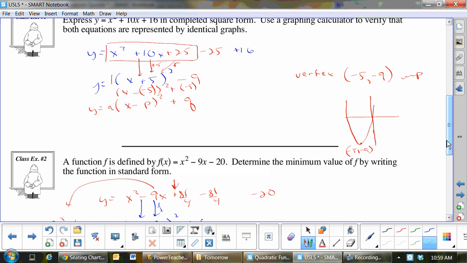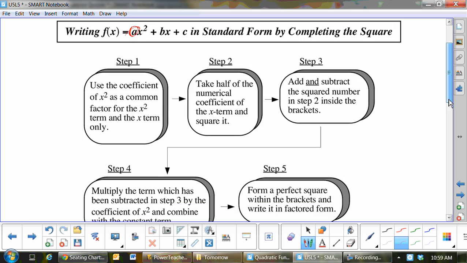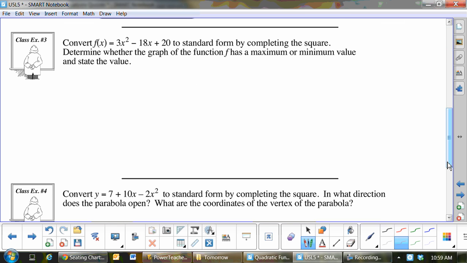Okay, now we're going to actually change something. Now there's going to be the A value in the front. Do you see there was only ones before? So these ones are a little different. Now, again, just humor me and write it down just like I do.